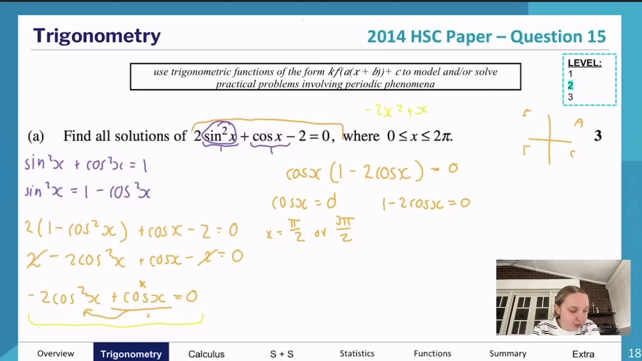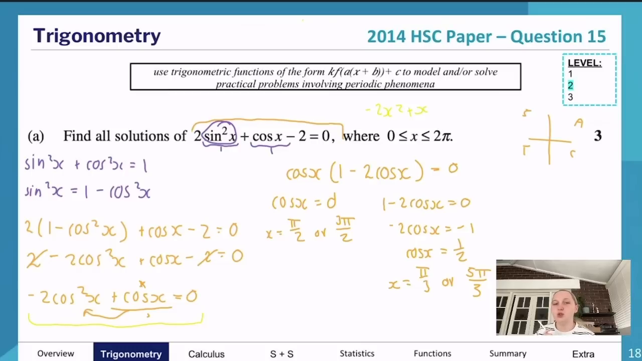And then if we've got 1 minus 2 cos x, we need to do a little bit more manipulation to that. So we get minus 2 cos x is equal to minus 1, so cos x is equal to a half. And then, again thinking about our exact value triangles, x is equal to pi on 3 or 5 pi on 3.